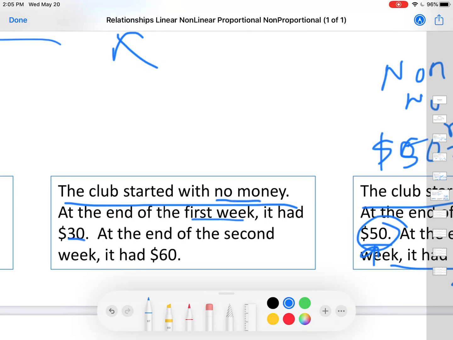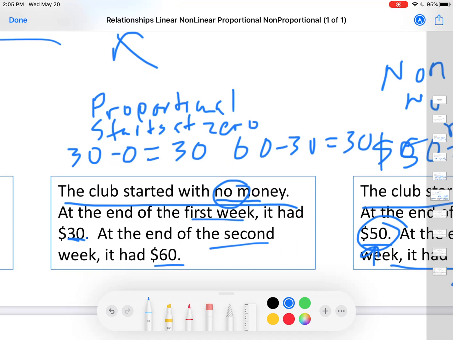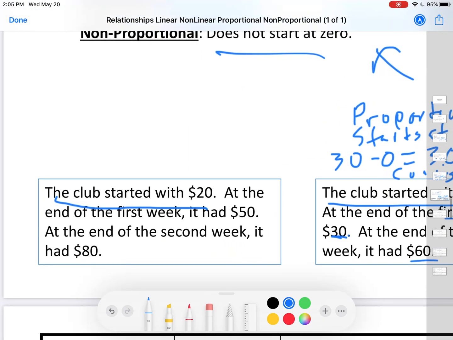Okay, started with no money, first week, $30. What's 30 minus 0? That's 30. Second week, what's 60 minus 30? 60 minus 30 is 30. Is 30 equal to 30? Yes. And it starts at 0, so therefore this is proportional. Why is it proportional? Starts at 0 and consistent rate of change.